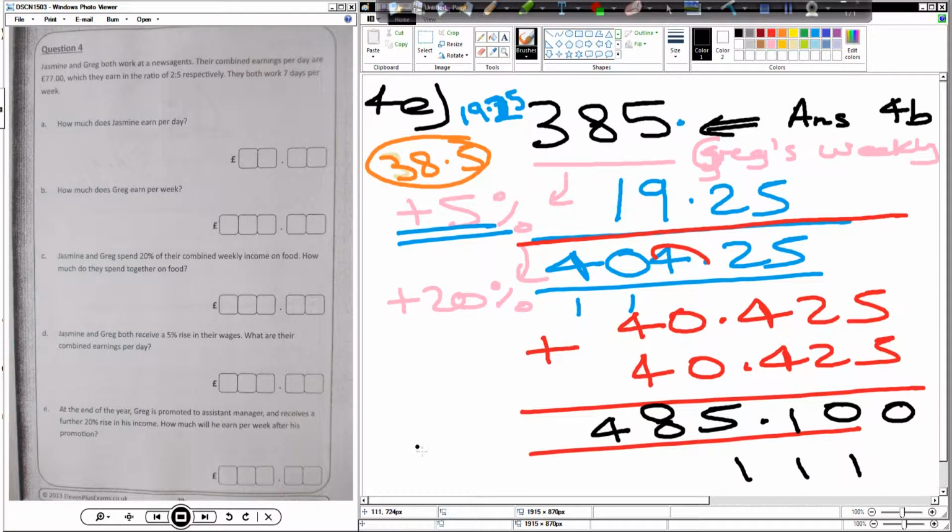So the answer of a 4-part is quite a long-winded question, but the final answer is £485.10 is the answer for that question here. Question 4E, and that's question 4 done.